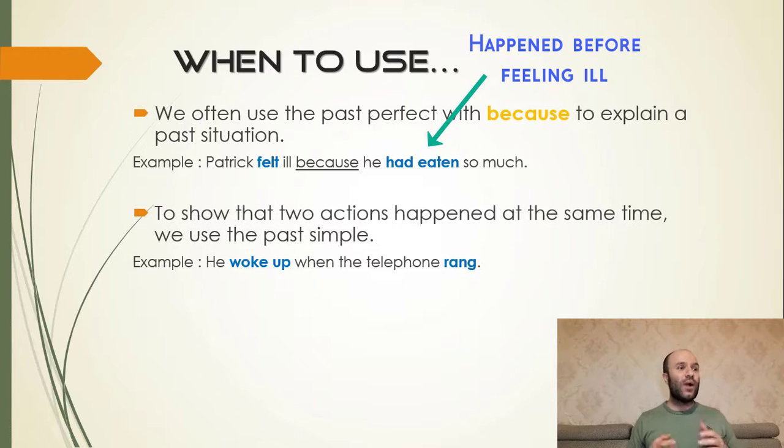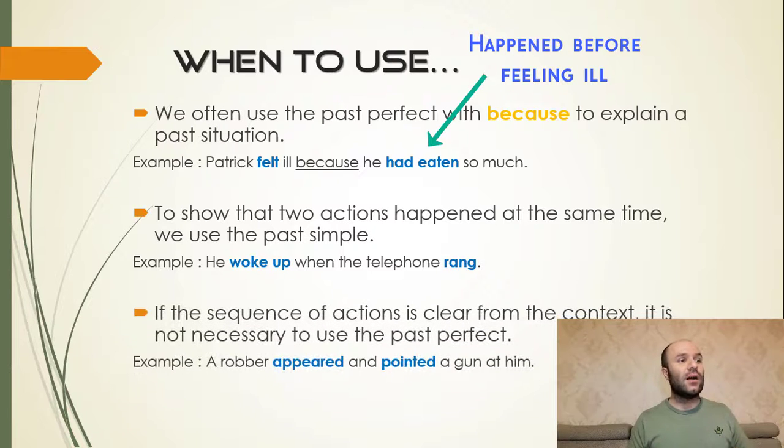To show that two actions happened at the same time, we use the past simple. Example, he woke up when the telephone rang. Both of them are past simple. Woke up and rang. Okay? Because both of them happen at the same time, not one before another.